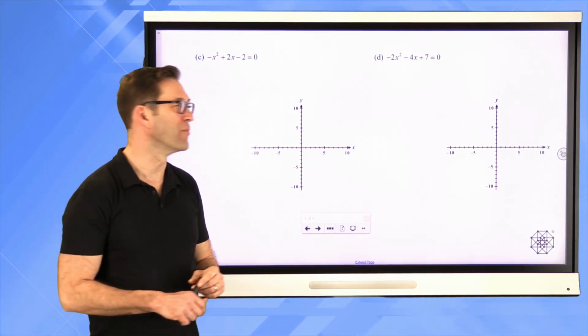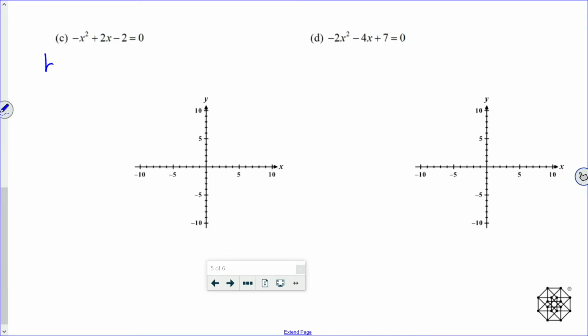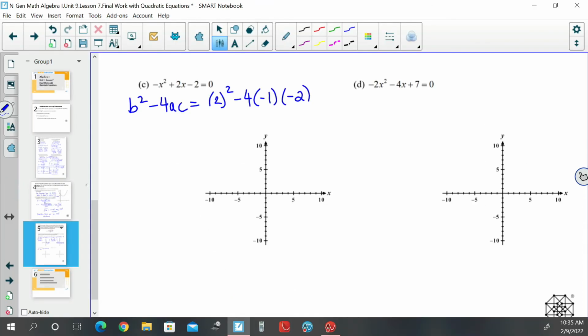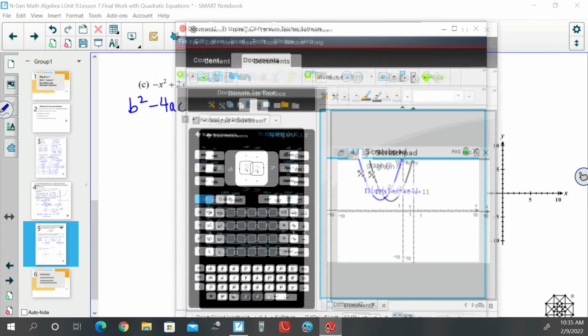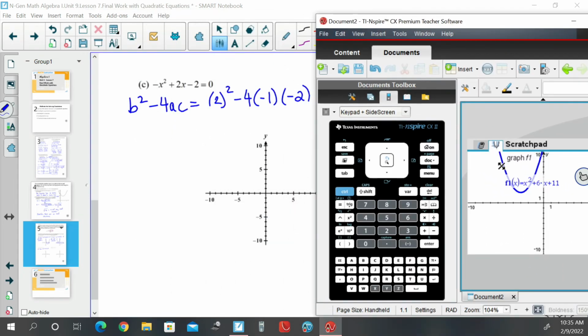All right, let's go through them. So for this one, b squared minus 4ac is going to be equal to 2 squared minus 4 times negative 1 times negative 2. All right, let's bring forth the calculator. All right, we've got 2 squared minus 4 times negative 1 times negative 2.